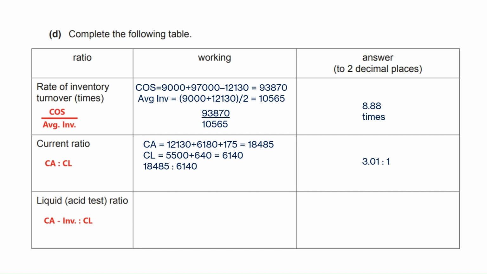Liquid or acid test ratio, it's pretty straightforward. You can use the current asset figure you got previously and deduct the inventory value. So we have calculated the figures before. So it's simply 18,485 minus 12,130. Or else you can just add up 6,180 and 175. And that will give you an answer of 6,355. Current liabilities will be the same, 6,140. When you simplify the values you got, you will get an answer of 1.04 to 1. So with that, we are done with part D as well.